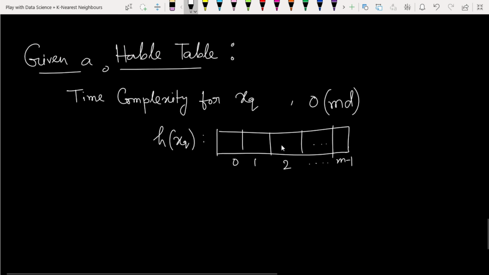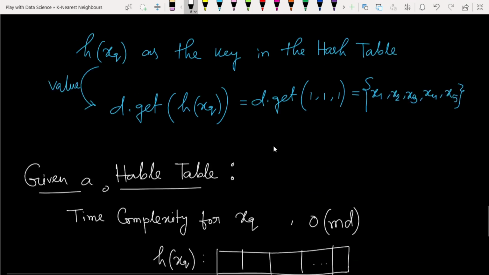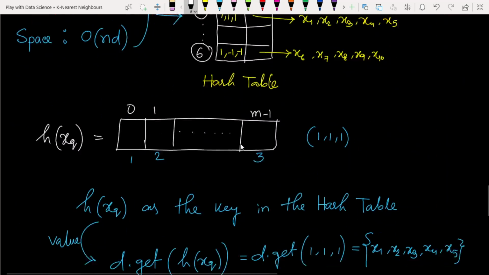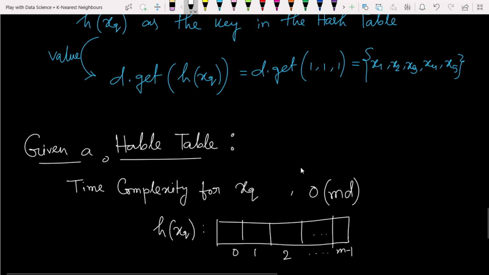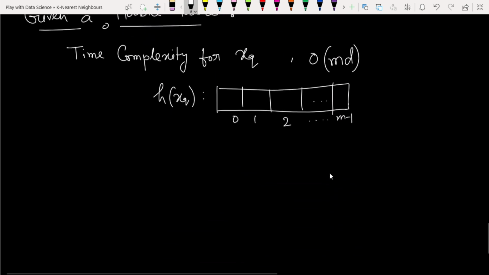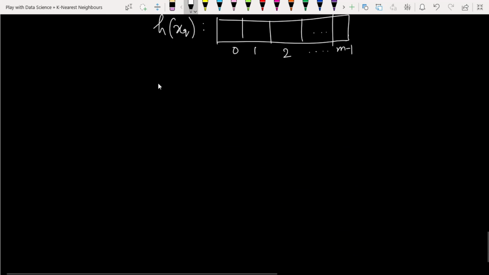So to calculate the hash value for a query point we require order of md time. Suppose xq belongs to one of the n slices.